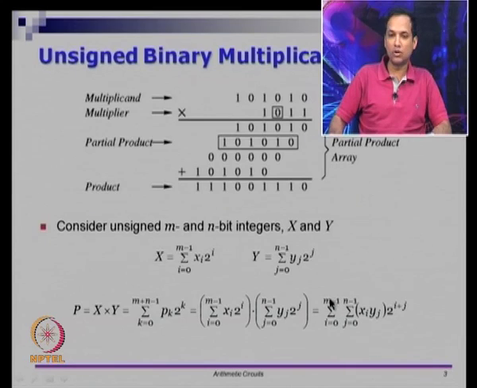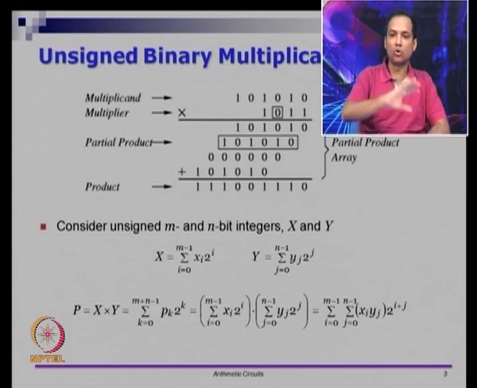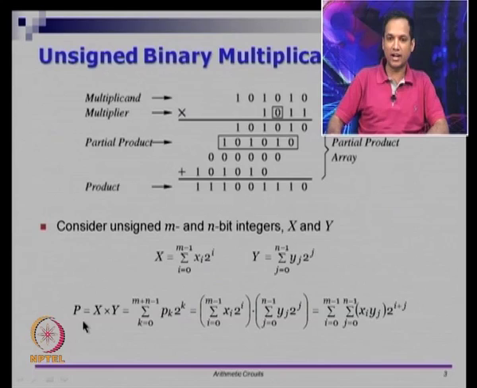So, sum over i equal to 0 to m minus 1, j equal to 0 to n minus 1, xi yj into 2 power i plus j. All this is saying is you are taking the bit xi, which has a weight of 2 power i, and yj, which has a weight of 2 power j. When you multiply that together you get xi yj with a weight of 2 power i plus j. So, the overall value for the product is essentially take all the bits and multiply with each other, but with appropriate weights taken care of.